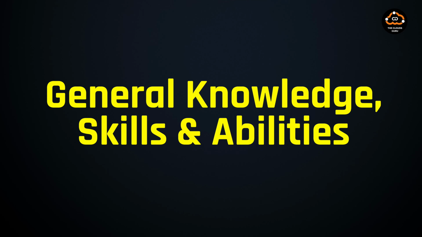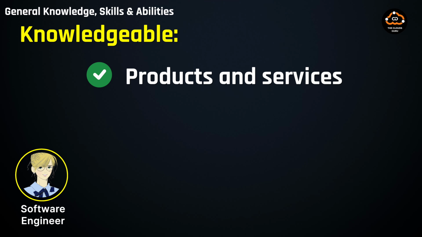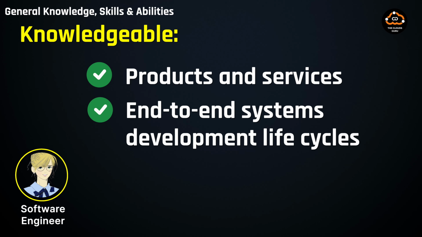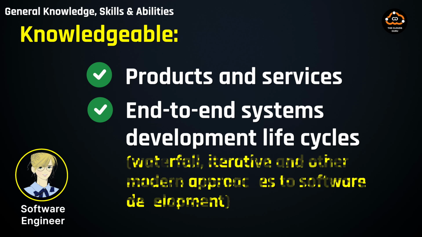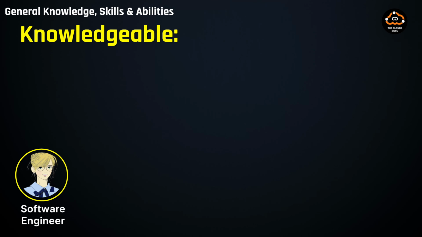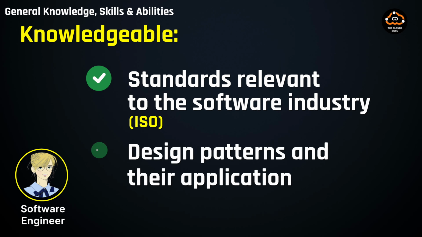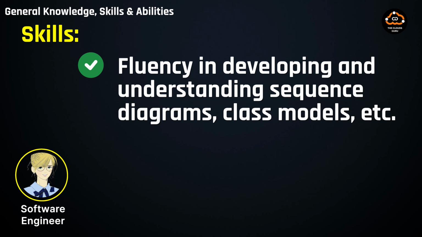General knowledge, skills, and abilities. Knowledge of products and services, in-depth knowledge of products and services in assigned line of business. Knowledge of end-to-end systems development life cycles, for example, waterfall, iterative and other modern approaches to software development. Knowledge of standards relevant to the software industry, for example, ISO. In-depth understanding of design patterns and their application. Fluency in developing and understanding sequence diagrams, class models, etc.